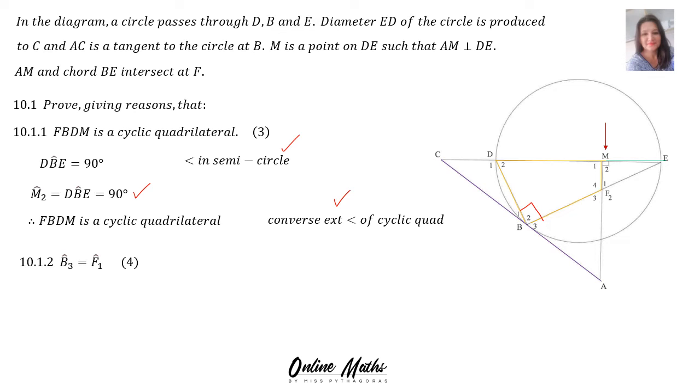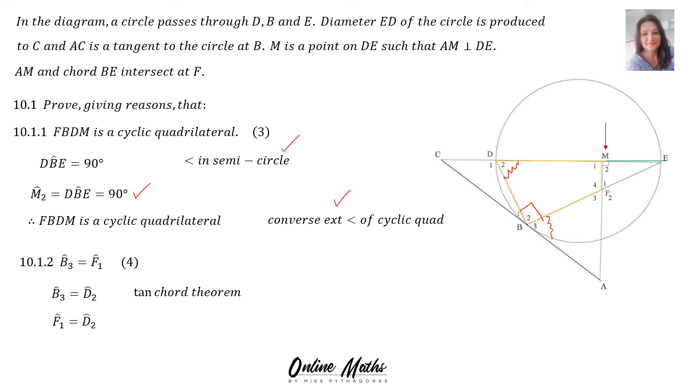10.1.2, prove that B3 is equal to F1. So we start by saying that B3 is equal to D2. And your reason is it's the tan chord theorem. The angle between the tan and the chord is equal to the angle in the opposite segment.